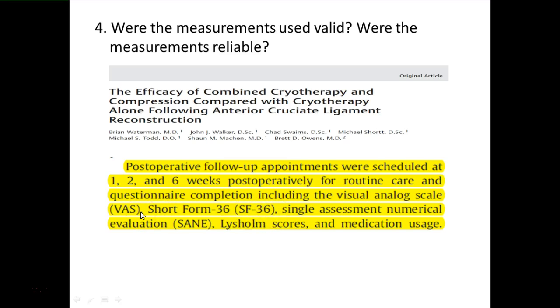So the reliability for the VAS is a 0.8. The reliability for the Short Form 36 is a 0.2, right? Which means this form probably isn't as reliable as the visual analog scale in assessing pain in patients post-operatively. So that could be one thing that, if I were critically appraising, I would ask the researchers to report prior to publishing this particular manuscript.